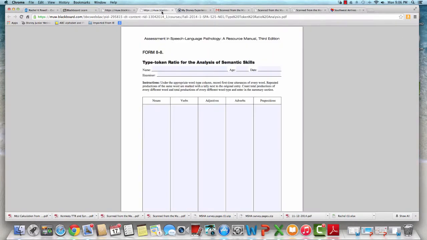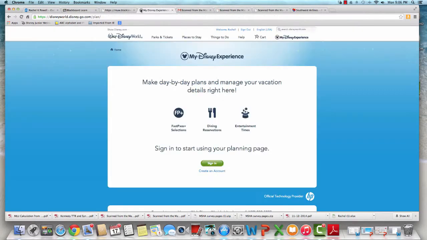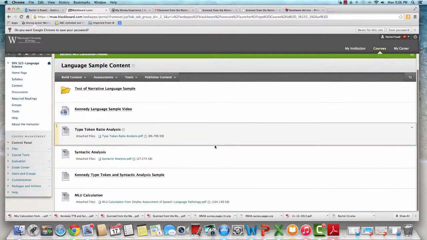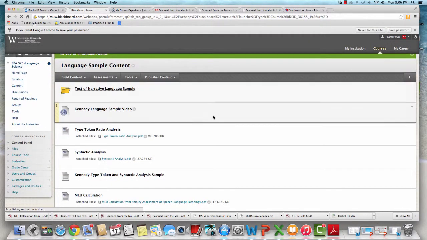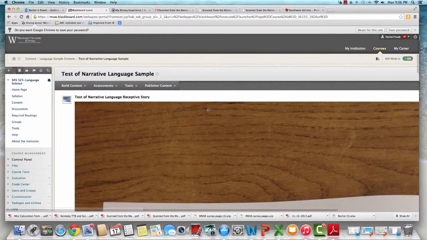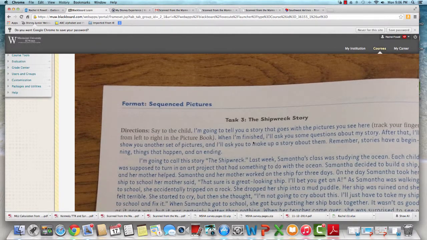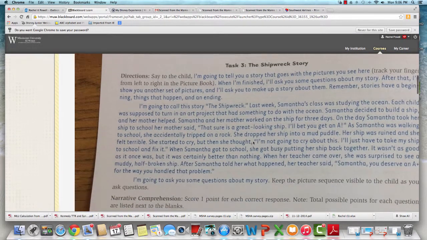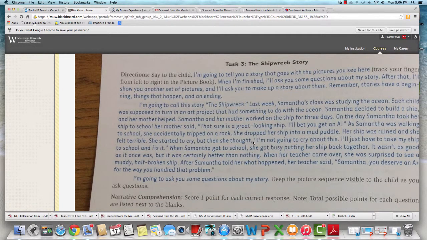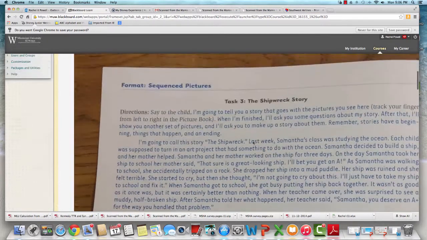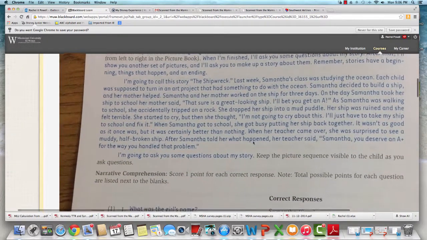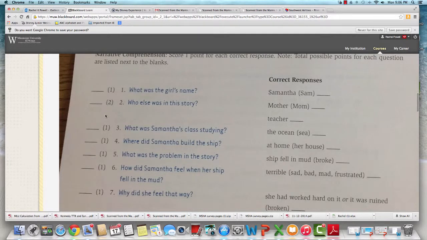Sorry, that's Disney. There's your type token ratio, assessment of syntactic analysis. And that's it. Oh, I also included this test of narrative language sample, because if you're in a clinical setting or a school setting, sometimes we say that this is a good substitute for an elaborate grammatical analysis, because it's testing narrative language and it kind of already has the structures there. So this was just an example, the shipwreck story. You can see where I read the story and answered the questions, and she had a score.